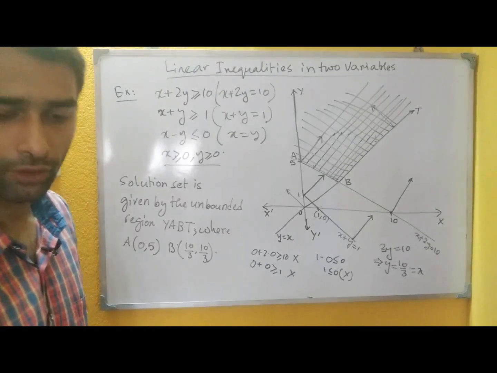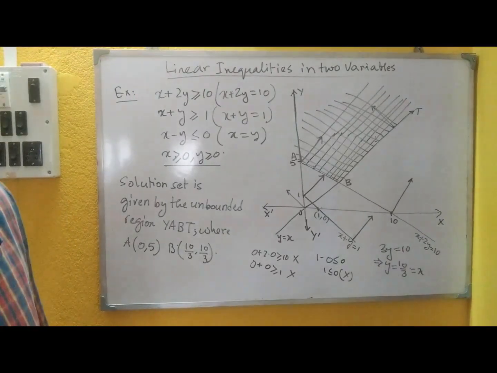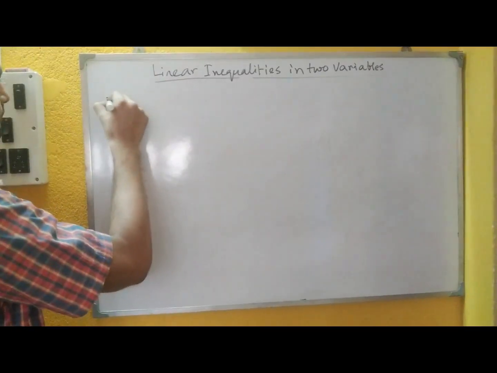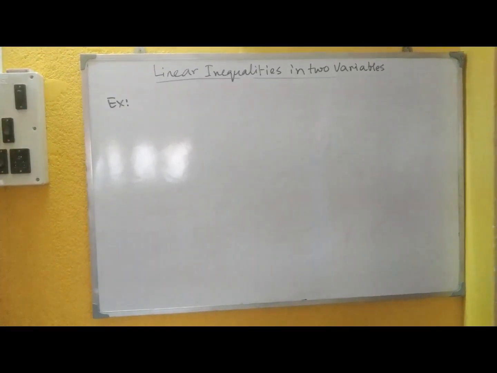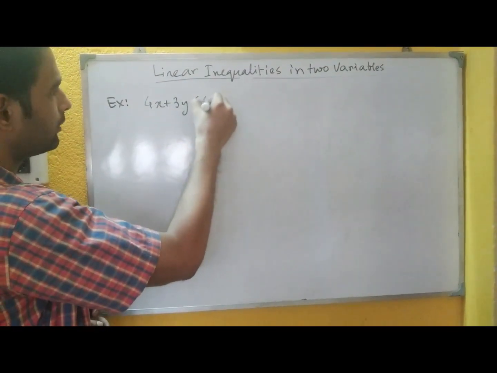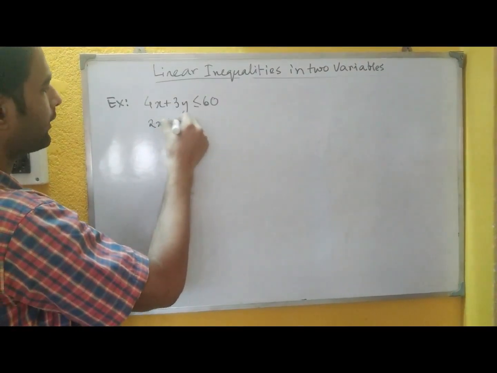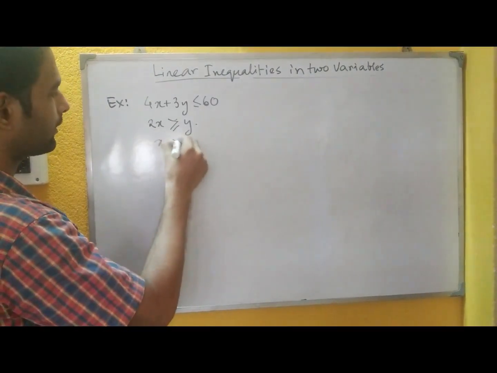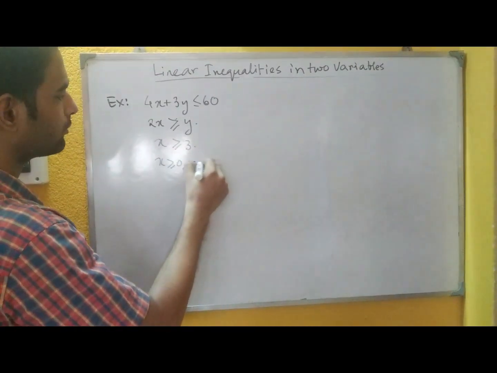Okay, so this is the way we solve it. Let us take another example here. Okay, the next problem is this. It is 4x plus 3y is less or equal to 60. Then 2x is greater or equal to y. And then x greater or equal to 3, and then x greater or equal to 0, y greater or equal to 0.